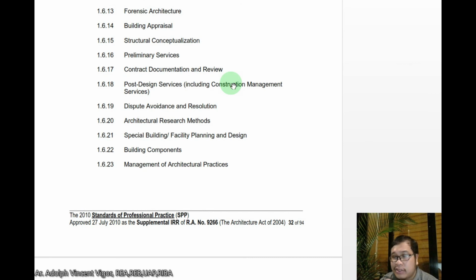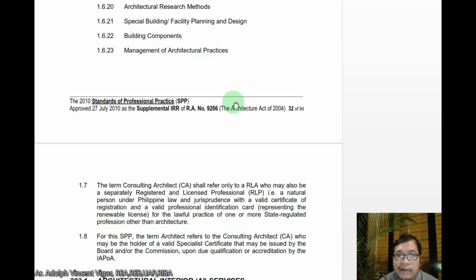You have architectural research methods. So when you do architectural research, you could do a lot of things. First is you could do a pure experimental design when you design a new facade for a building, okay? Or you design a new lightweight material for the facade or a new kind of glass which stores solar energy. Okay? And you have special building, facility planning and design. You have building components. You have management of architectural practices.